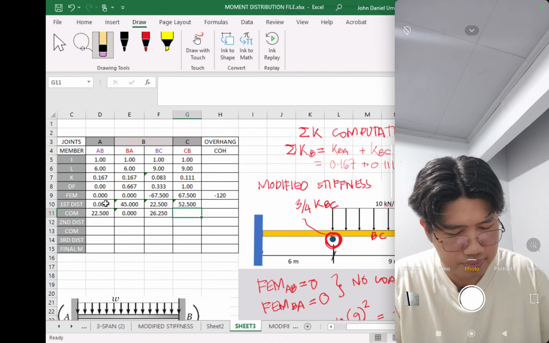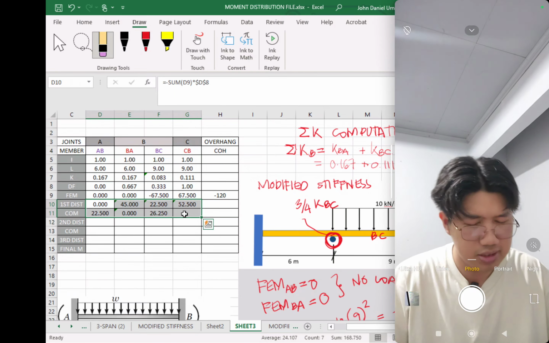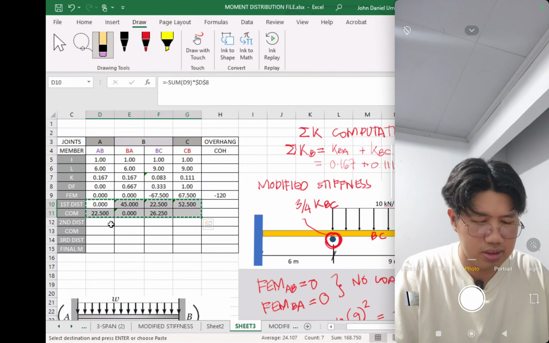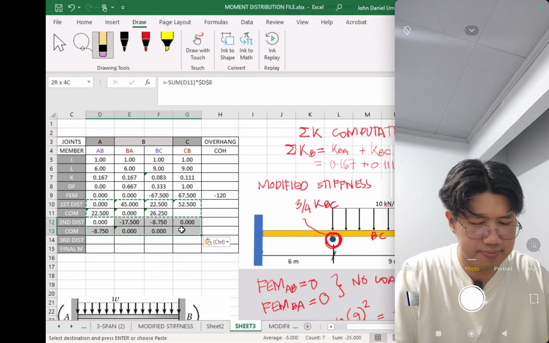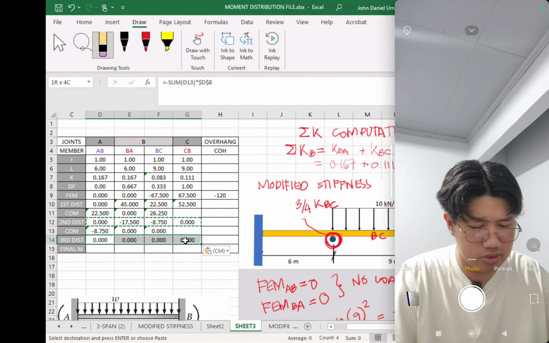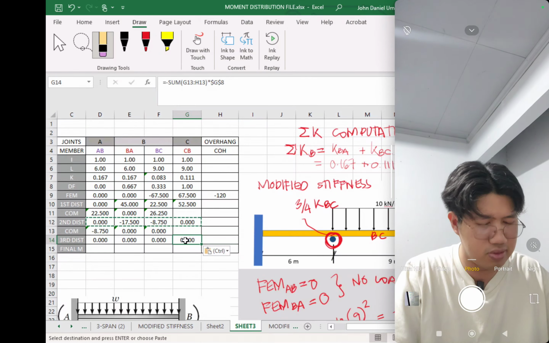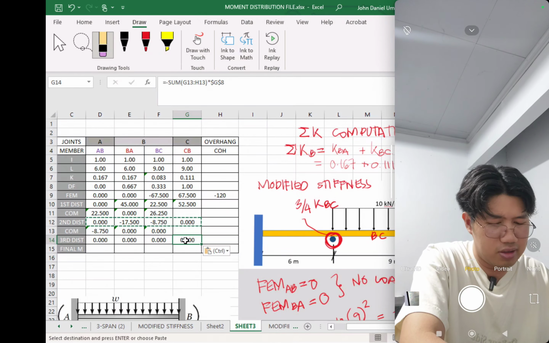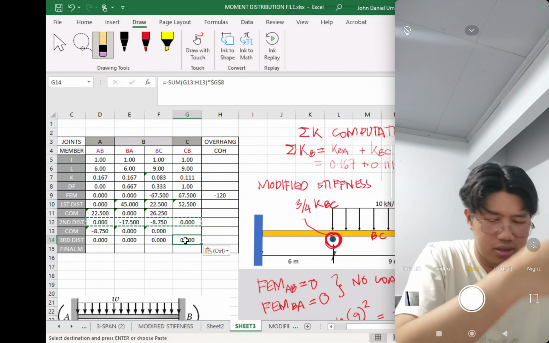So, I will just copy this. Second distribution, carry over moment. And then for the third distribution, ayan. So as you can see, sa third distribution is wala ka nang makuhang value. So ibig sabihin, you have done it correctly, no?